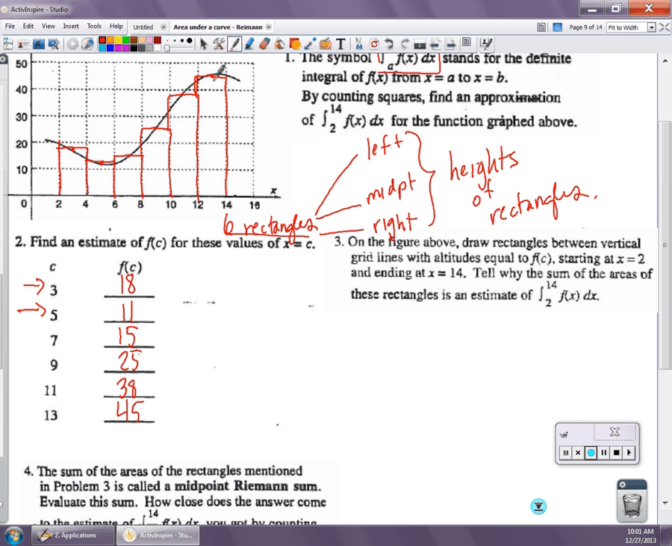Now you can look at the rectangles. Mine's not drawn perfectly. If I had a straight edge and really taken my time, you can see that the approximation appears to be, well, there's some places where you have some overage, like right here.